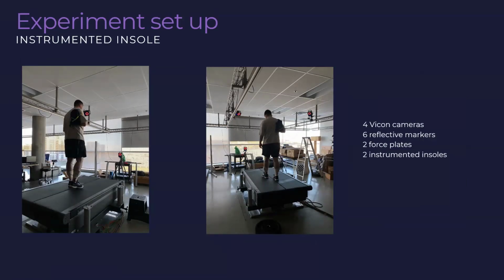So this is an example of the setup with Thomas. We have 4 Vicon cameras, 3 in front and 1 behind Thomas. And then we have 6 reflective markers. We cannot really see them, but they are on the shoes and on the ankle joint of Thomas. Then we have 2 force plates and the 2 instrumented insoles that are attached here with straps, like a brace.